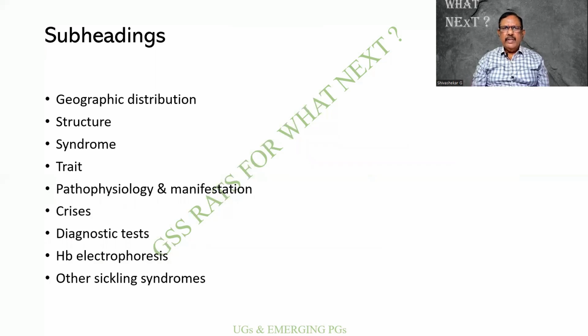These are the subheadings that we should look for. The distribution, the structure, the syndromes associated, the trait, pathophysiology and manifestation, crisis, diagnostic test, hemoglobin electrophoresis, other sickling symptoms. This is all the more important for the MCQ attending students because any of these can be asked as a question as such.